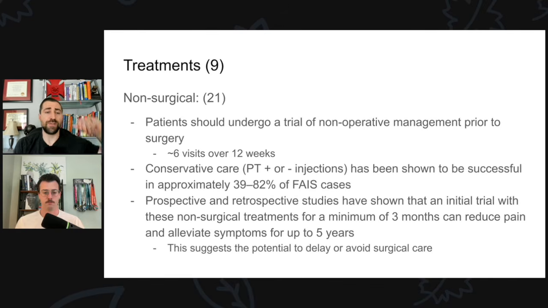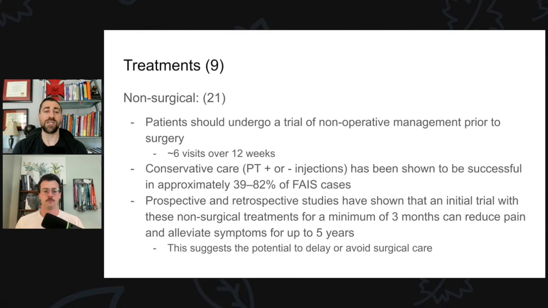The paper I'm taking this from said at least 6 visits over the course of 12 weeks. And that paper, I think, was showing that supervised physical therapy was better than just giving patients some education and a list of exercises to do at home. So conservative care, which essentially is physical therapy plus or minus injections, has been shown to be successful in approximately 39 to 82% of FAI cases.